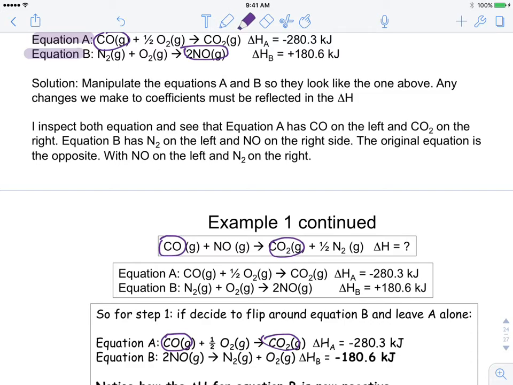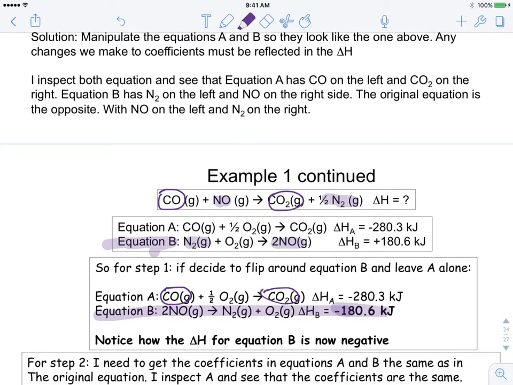For equation B though, I have to do some work. First I notice that N2 is on the wrong side. N2 is on the left here, but it should be on the right. And NO is also opposite. So the first thing I have to do is flip it around. So notice, when I flip around equation B down here, I change the delta H. The delta H becomes negative instead of positive.